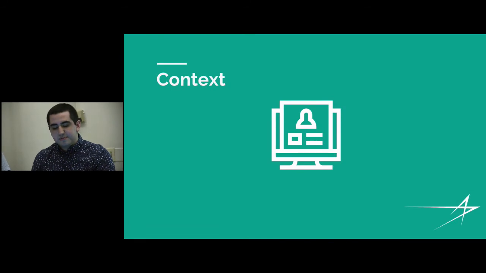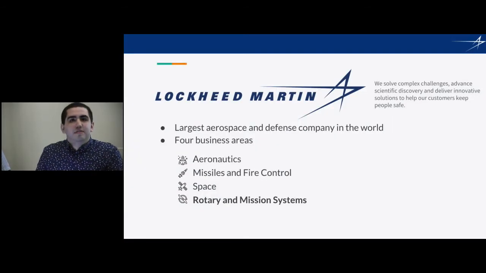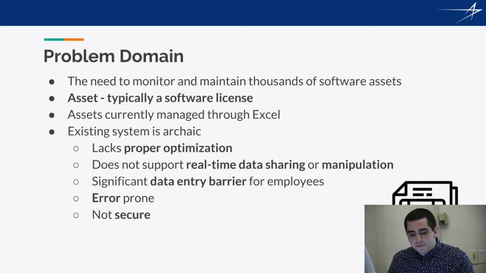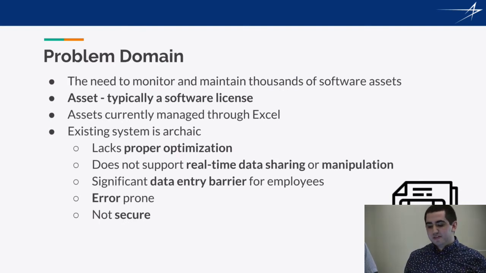So, start with some context. Lockheed Martin is the largest aerospace and defense company in the world. There are 4 divisions to Lockheed Martin: the Aeronautics Division, Missiles and Fire Control, Space, and Rotary and Mission Systems, which is RMS, and that's the one that we've been working with. Currently, RMS maintains thousands of software assets in a very complex and large Excel spreadsheet.